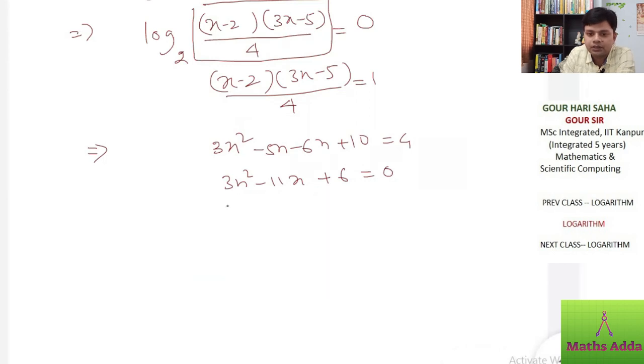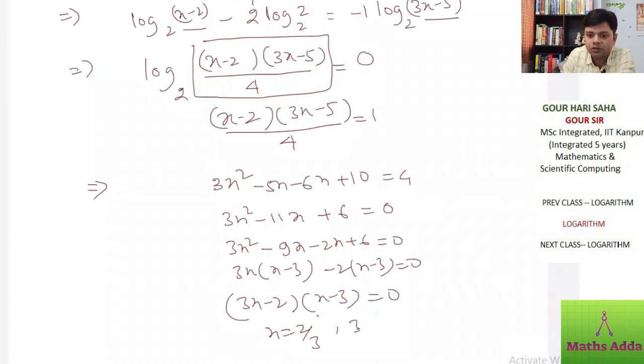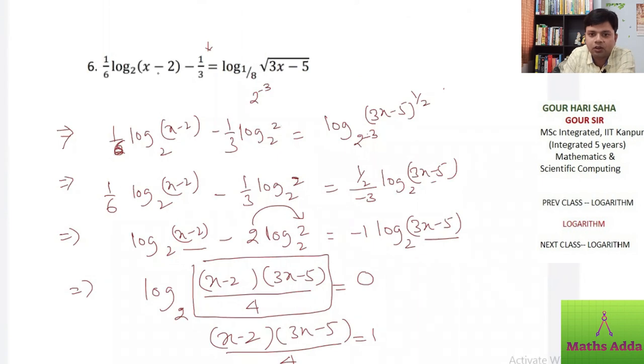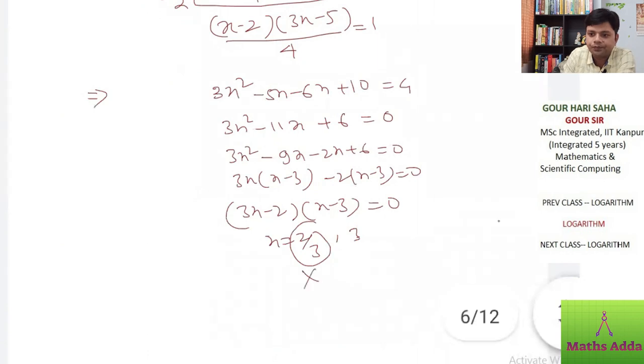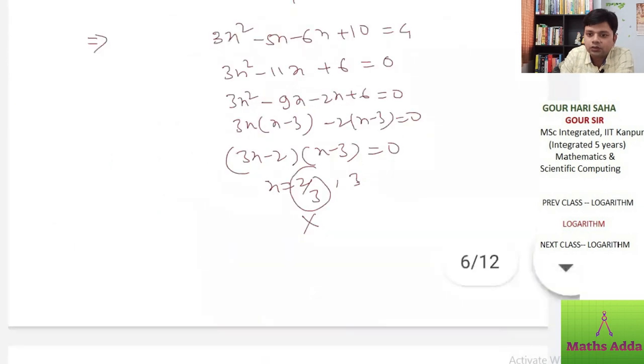So how can you factorize it? 3x square... so roots are x is equal to 2 by 3 and 3. So we need to check whether x is equal to 2 by 3 is acceptable or not. So let us check it. If I put 2 by 3, this log term will not be defined. So 2 by 3 is not acceptable. Let us check for 3. If you put 3 here, it's okay. So this is our answer.